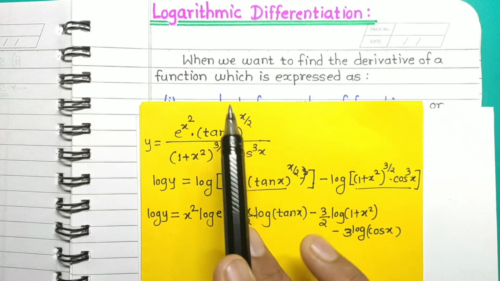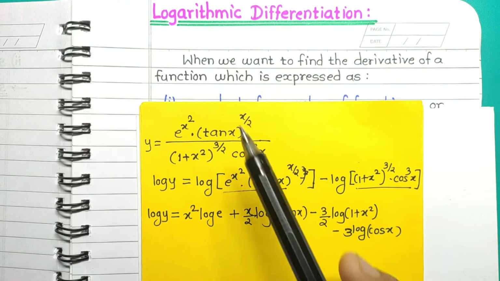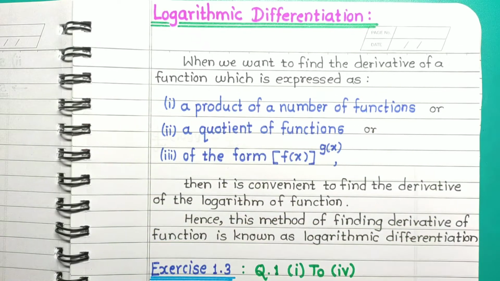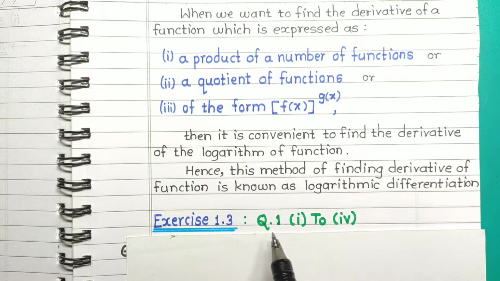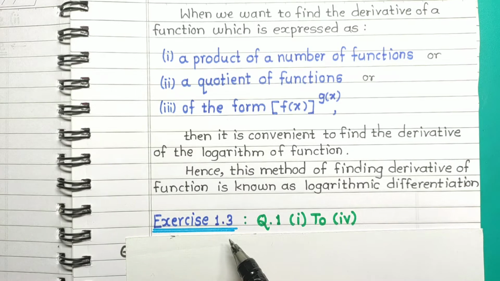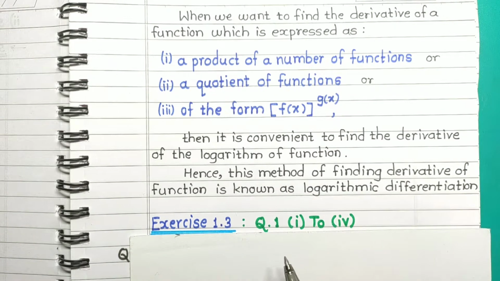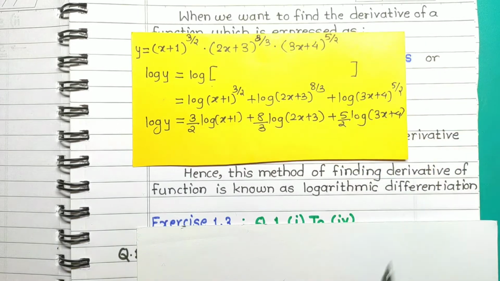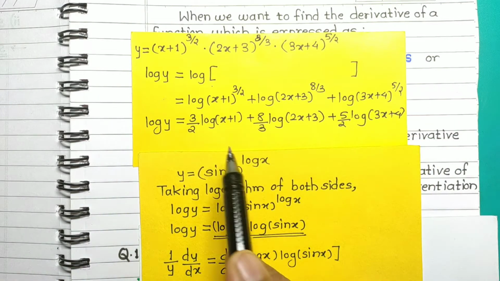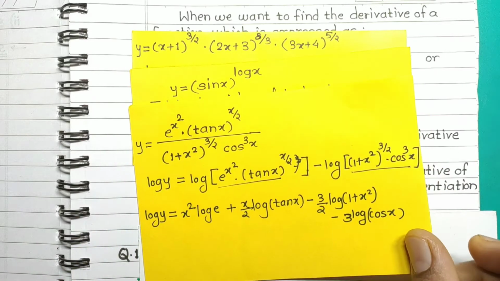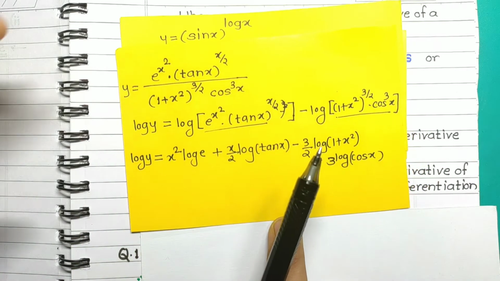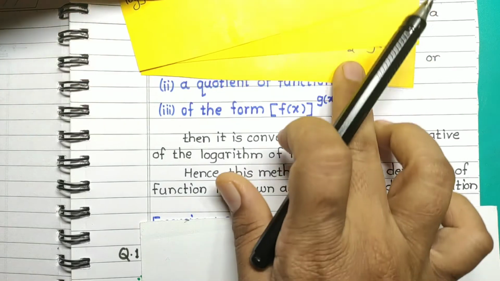Students, examples based on logarithmic differentiation are contained in exercise 1.3. So let's solve question number 1 from exercise 1.3. Students, after solving these 4 examples, using those techniques, complete these examples just as we have discussed. You find out the derivative further here, here and here. So let's move to exercise 1.3.